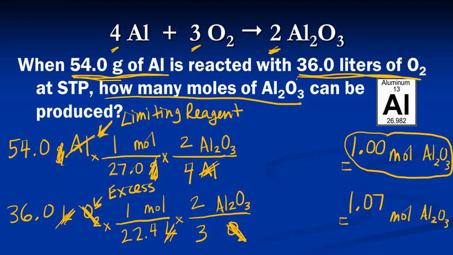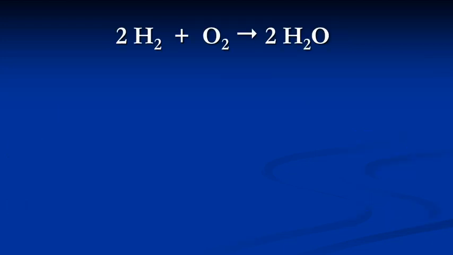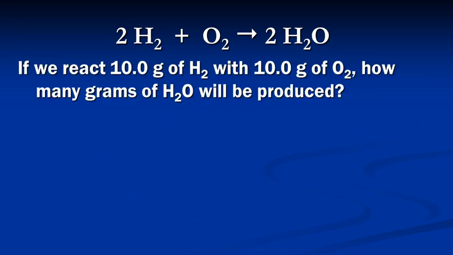Let's try another example. This time we're going to try this balanced equation. We're going to make some water with 2 moles of hydrogen and 1 mole of oxygen. And this time the question asks, if we react 10.0 grams of hydrogen with 10.0 grams of oxygen, how many grams of water will be produced? And so once again, we're given 2 amounts of the 2 reactants.